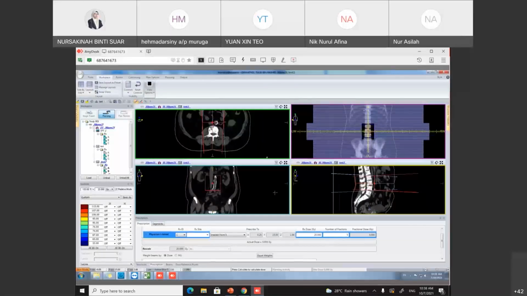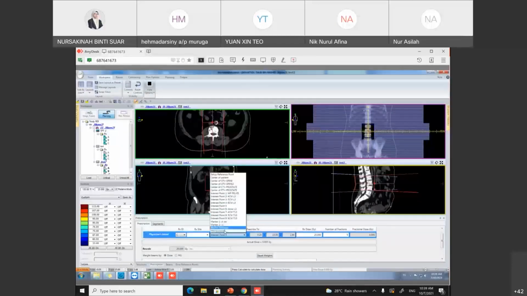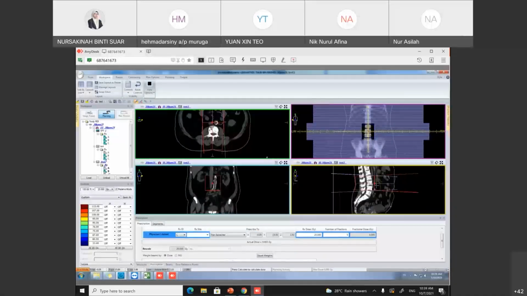So okay, now the field still covers the L2 to L4 area, but now we are using the anterior and posterior two beam technique, and the ISO center is at the mid-plane, so we can actually prescribe to the plan ISO center, because this one is already your mid-plan. So plan ISO center 20 gray in 5.